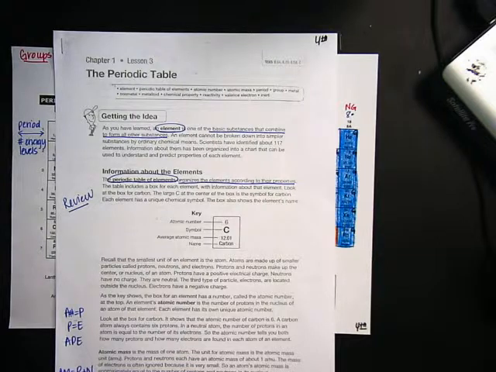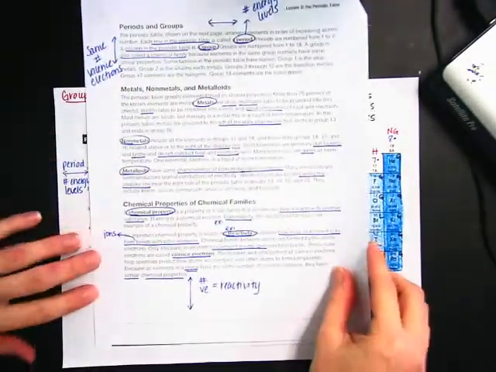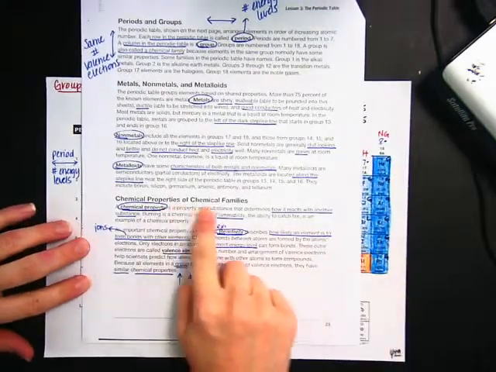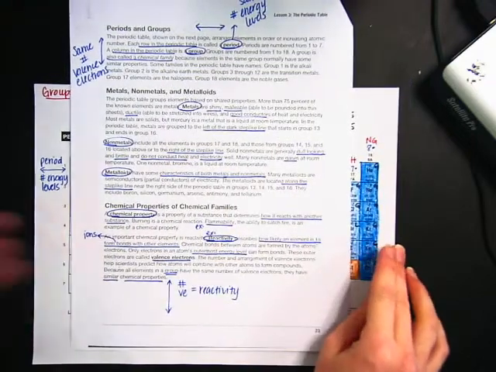Okay, so at your desk, you should have our notes from yesterday along with your periodic table from yesterday. Now, we stopped reading on the back of page 1 at the bottom here. For homework, I told you to read chemical properties of chemical families. So we're going to read that together and make sure that you understand it. We're going to go over your homework.